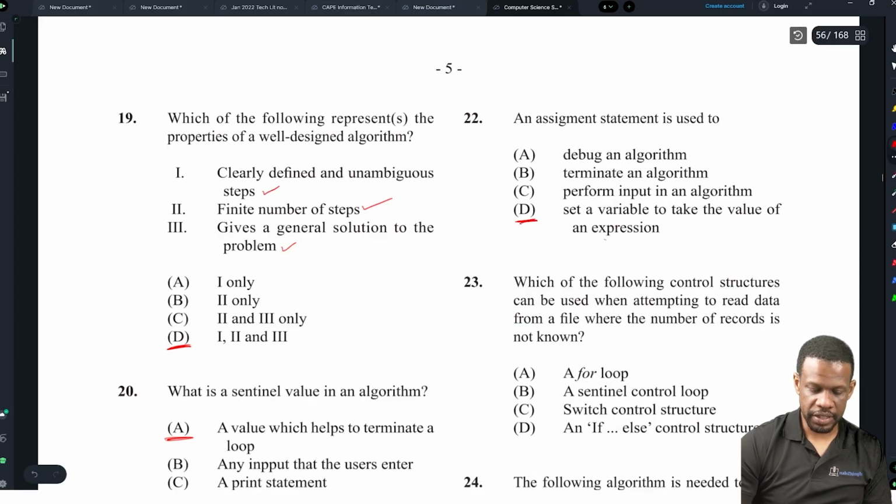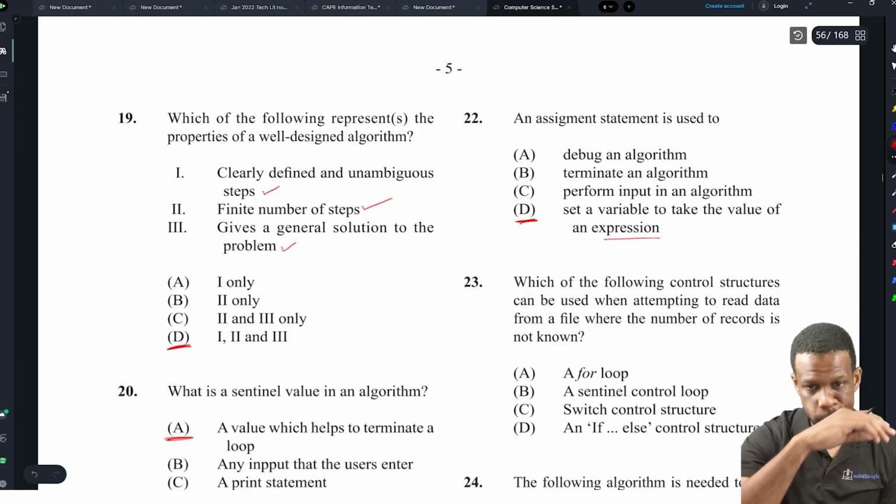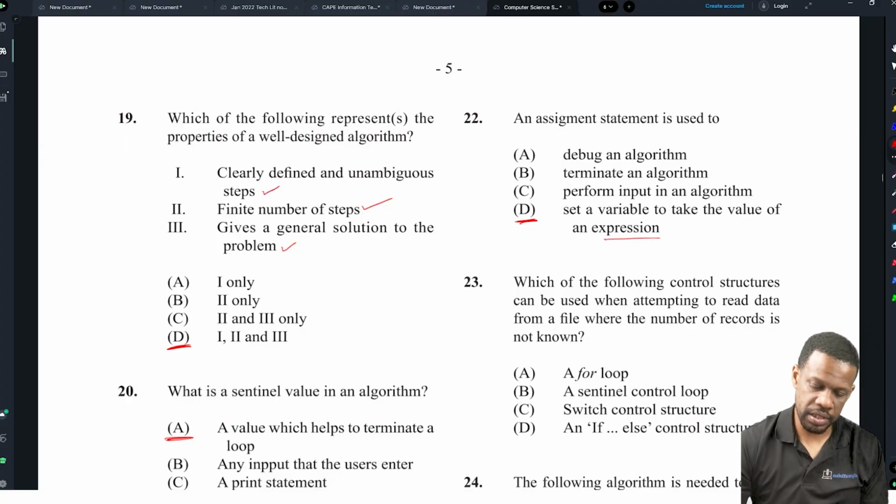I guess so. It doesn't always have to be an expression. It could just be a value. So it could just be set a variable to take the value of an expression. Okay.